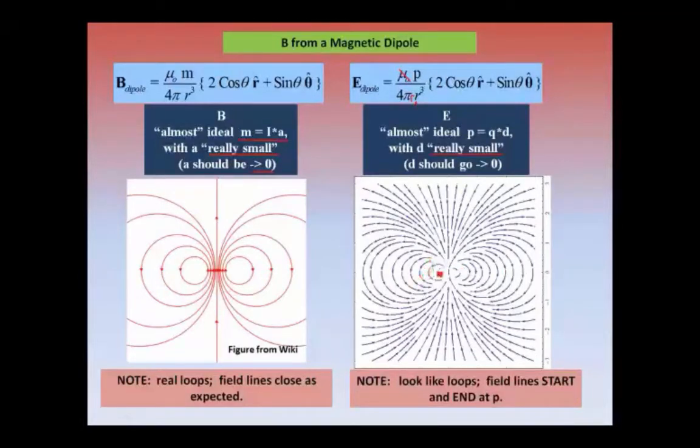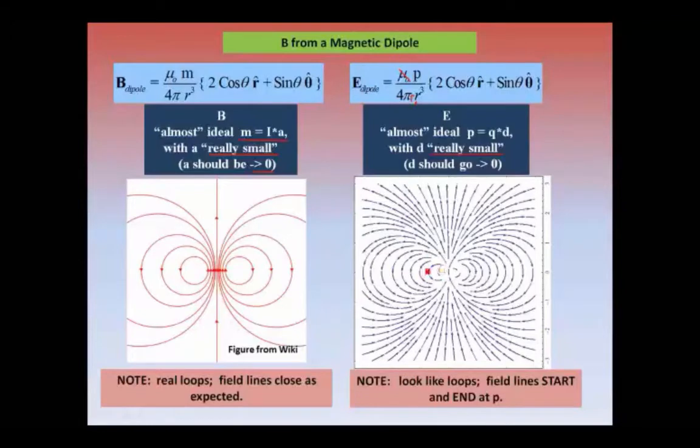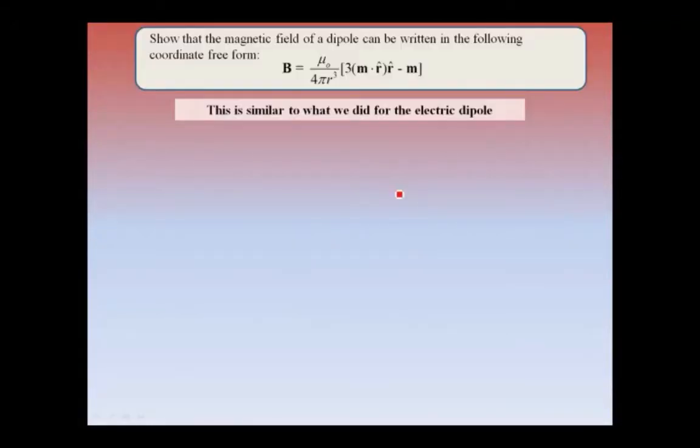If we did a careful job, they would be circles. Let's look at an example. This is sort of a classic problem of changing the expression that we have for the B field in terms of coordinate-free form. The form that I have here does not depend on whether we're in Cartesian, spherical, or cylindrical coordinates. We did this for the electric dipole, and again we got the same sort of function.